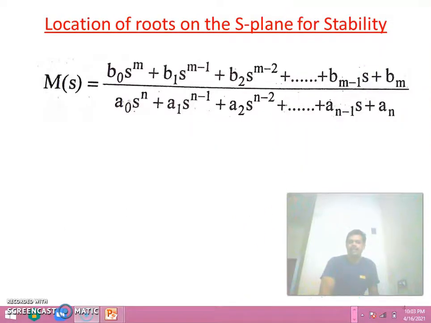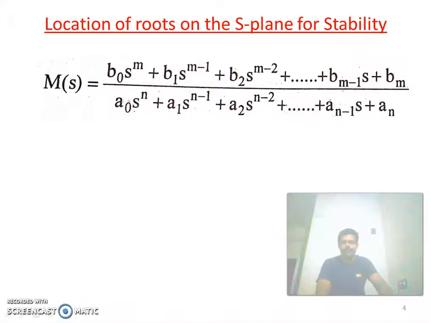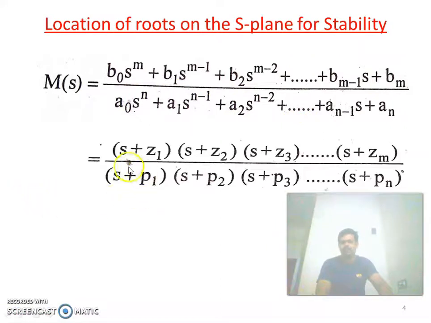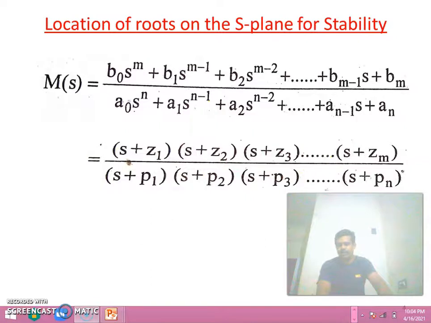Now we are going to see the location of roots on the S-plane for stability. Consider a transfer function with a numerator and a denominator. These two are polynomials, and these are the roots of the polynomial: s plus z1, s plus z2, s plus z3 up to s plus zm, and similarly s plus p1, s plus p2, s plus p3 up to s plus pn. The numerator roots are called zeros, and the denominator roots are called poles.